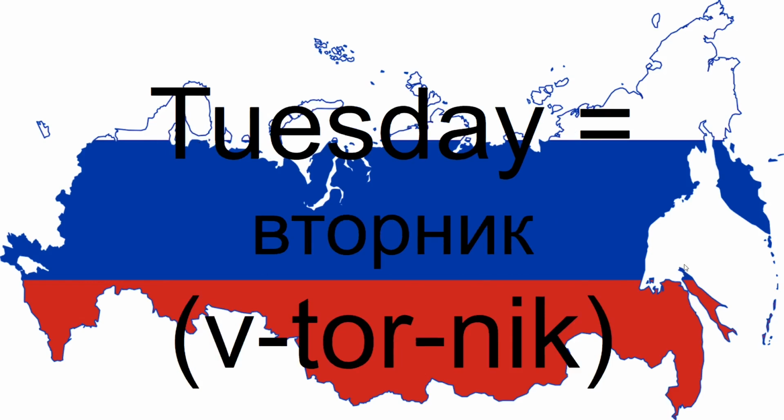Next we have Tuesday, which is a little shorter. Вторник. You could arguably just say that the втор is sort of one syllable here, but I've broken it into three here. So вторник. The V can sort of sound a bit like an F, so вторник will be understood just as well.